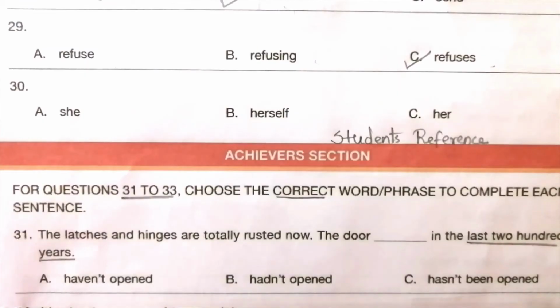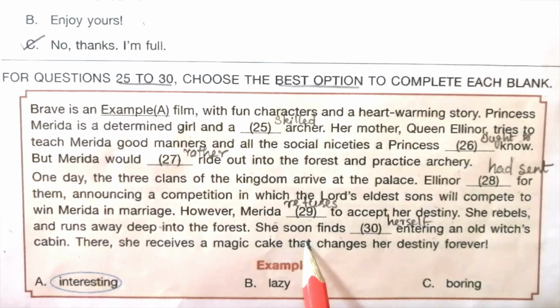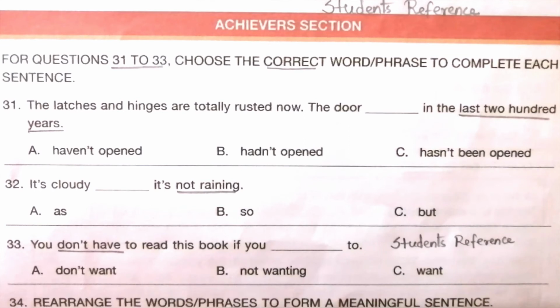30. The options are she, herself, her. The answer is B, herself. She soon finds herself entering an old witch's cabin. There she receives a magic cake that changes her destiny forever. Next topic is Achiever section. For questions 31 to 33, choose the correct word or phrase to complete each sentence.